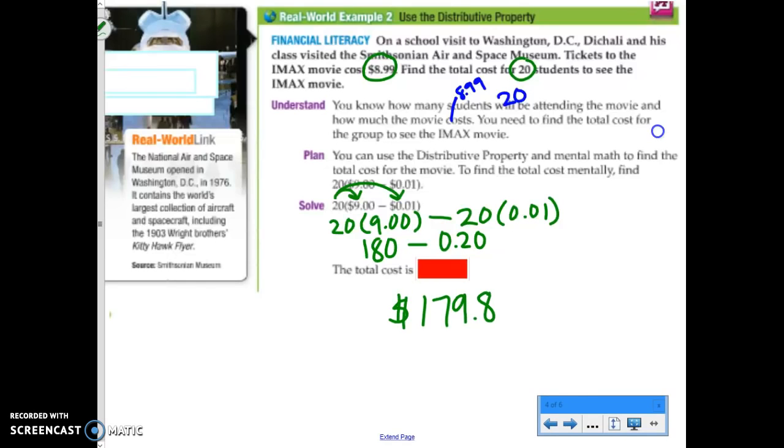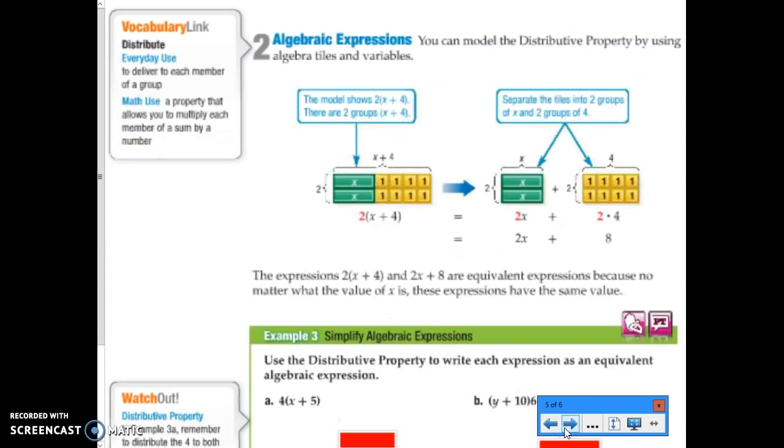$179.8, but because we are dealing with money, we know that we have to have a digit there in the hundredth place. So the total cost for all 20 kids to go to the movie is $179.80.